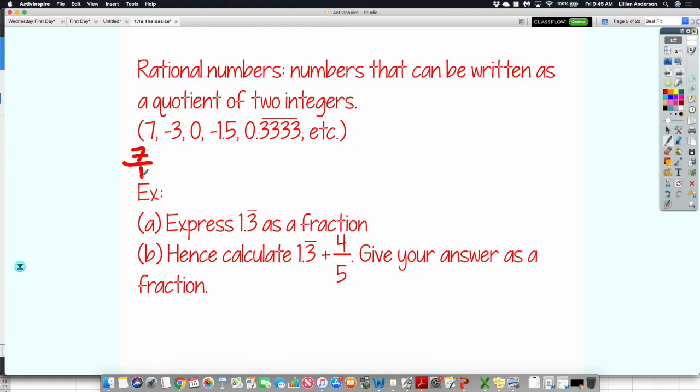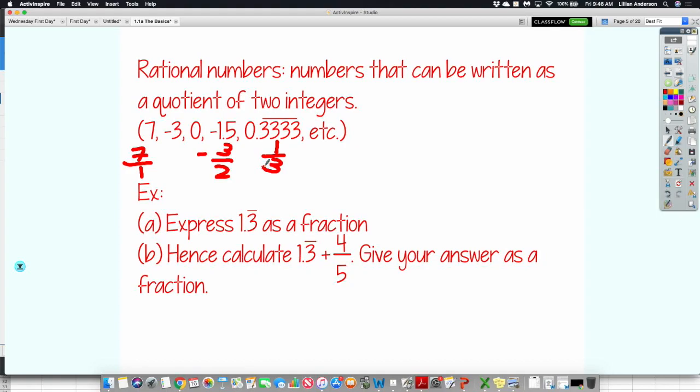What about -1.5? That is rational. How can I write it as a fraction? -3 over 2. So any terminating decimal can be written as a fraction. So any terminating decimal is also a rational number. You also have your repeating ones, such as 0.33333 repeating. What is that as a fraction? It's 1/3. So any repeating decimal is also a rational number, and so on and so forth.